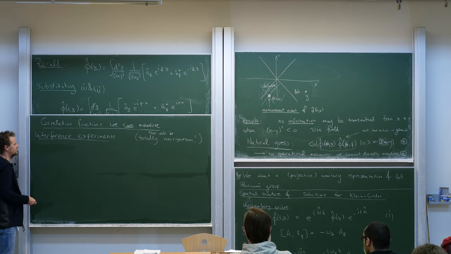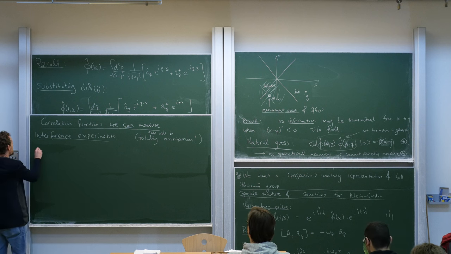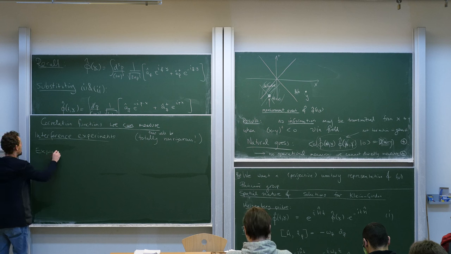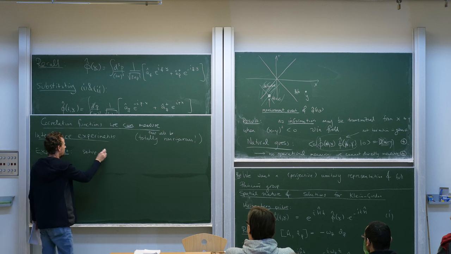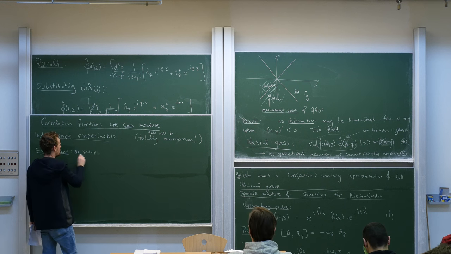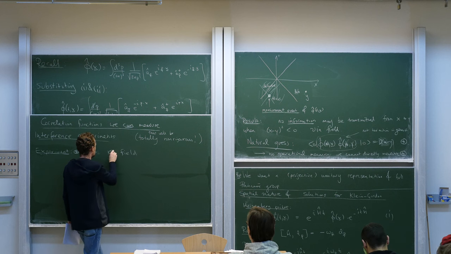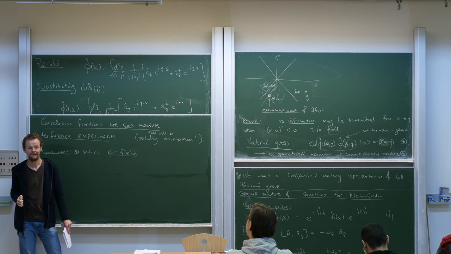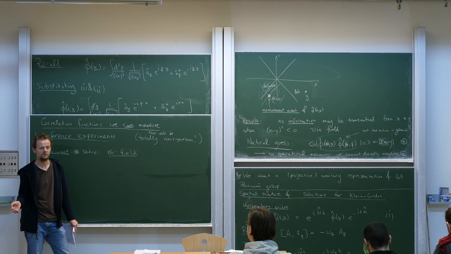So what we're going to discuss is an interference experiment where we prepare a particle at two different locations. So the setup is, we're going to have a Klein-Gordon field, and we're going to have some additional auxiliary modes of light.